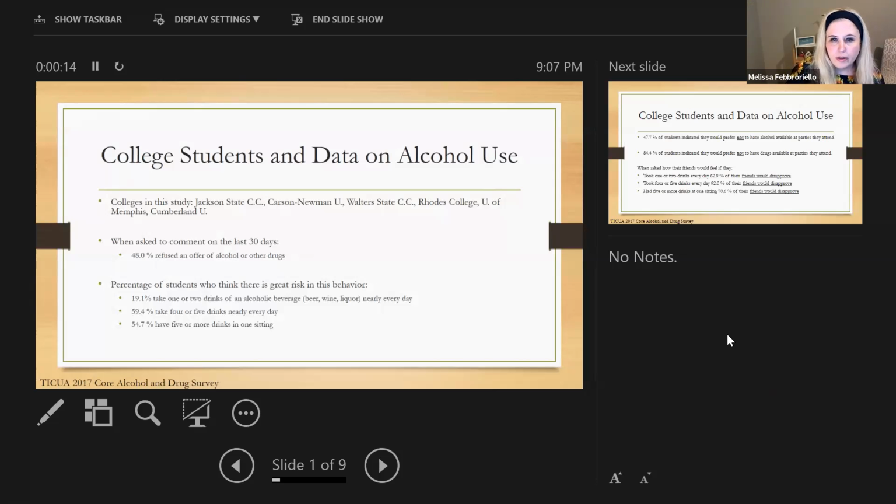I am Melissa Fabriello. I'm a licensed clinical social worker, and I am the mental health counselor at Columbia State. We're going to go over some data from a core alcohol and drug survey, talk about some co-occurring mental health disorders aligned with substance use, and then give you some resources too.